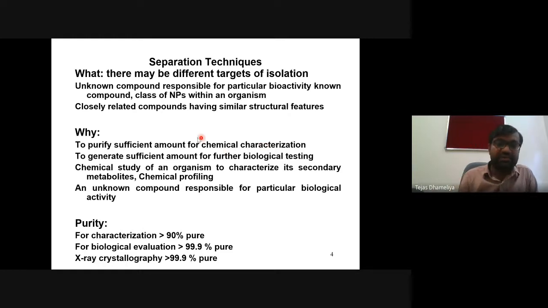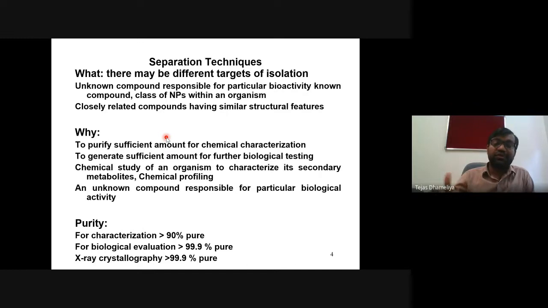But for that you need a sufficient amount. For example, if you want to perform proton NMR, for 400 megahertz NMR, you will require at least 4 or 5 milligram of the compound. If you want to perform carbon NMR, you will require at least 15 milligram of the compound. If you want to perform mass spectroscopy, then at least 1 mg is sufficient.